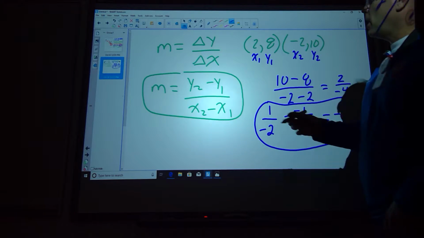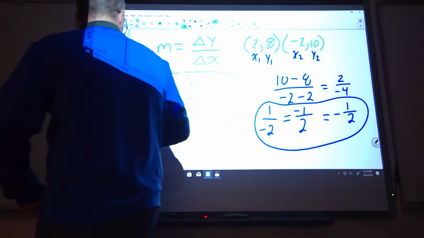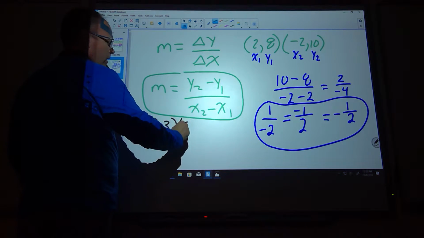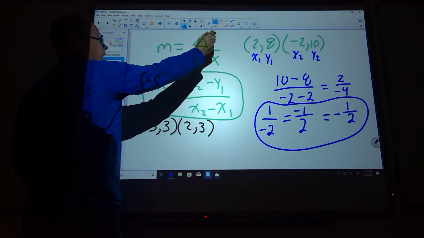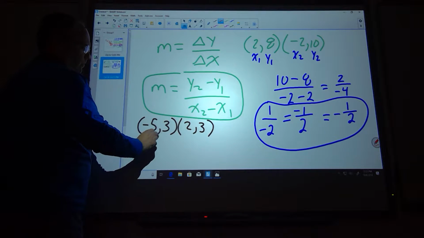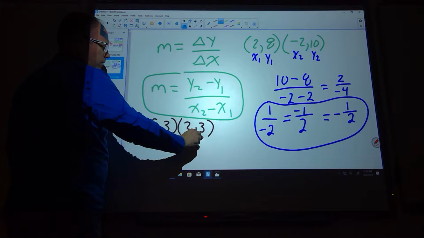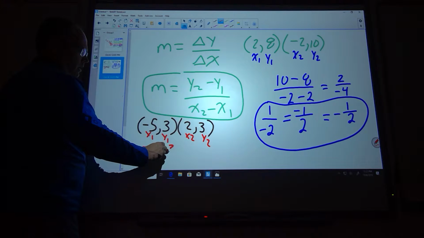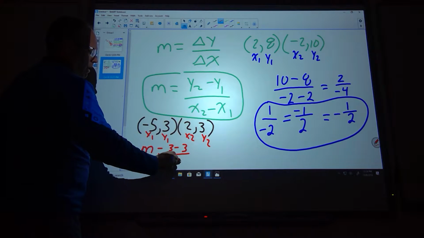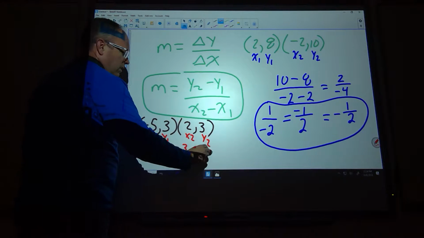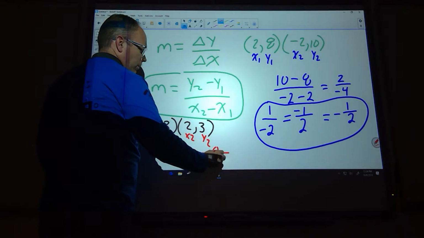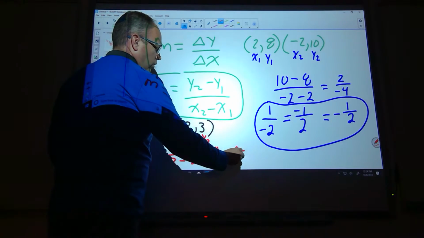All right, what's the other problem? Negative 5, 3, and 2, 3. And 2, 3? Just like that? Yep. All right, again, I'm going to label it x1, y1, x2, y2. Let's see, 3 minus 3, and then 2 minus negative 5. So on top, I'm going to get a 0, and on bottom, 2 plus 5, that's going to give me 7, I believe. 0. We have a slope of 0.